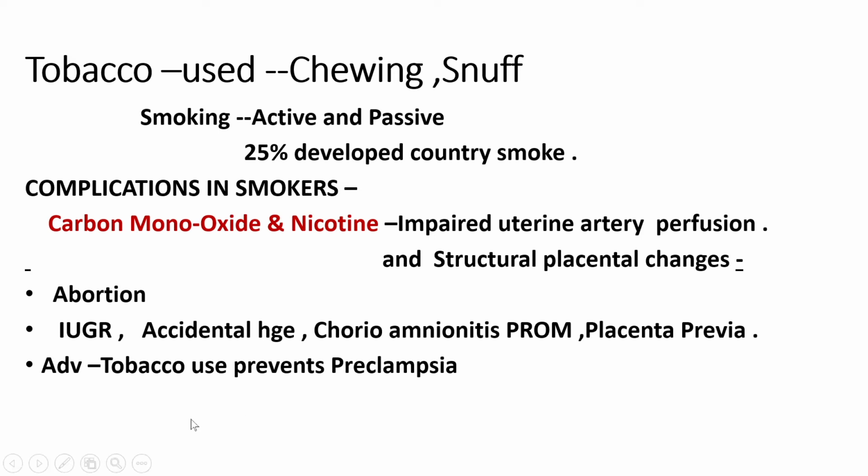What are the complications in the smokers? Carbon monoxide and nicotine are liberated from the tobacco. They cause impaired uterine artery blood perfusion and result in structural placental changes, which can land up in abortion, IUGR, accidental hemorrhage, chorioamnionitis, premature rupture of membranes, and even placenta previa. One advantage is also there of tobacco use, that it prevents preeclampsia.